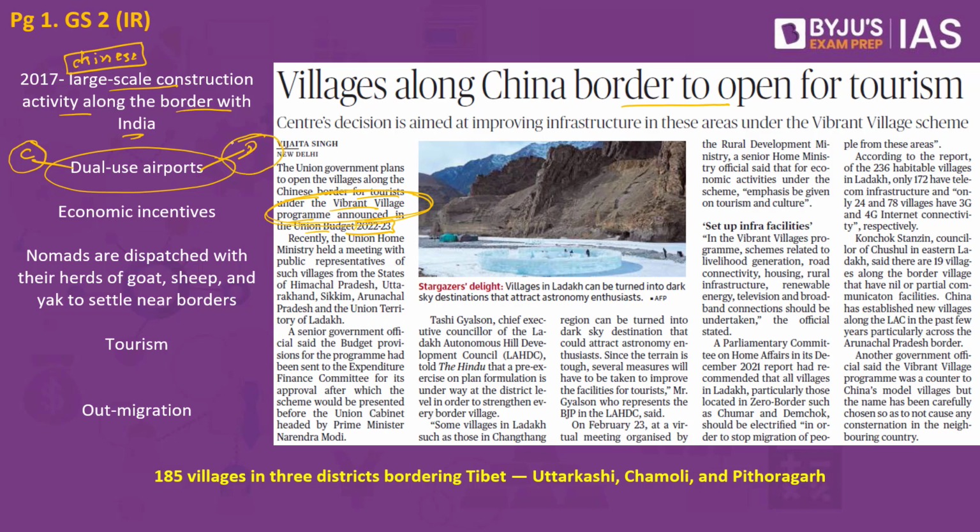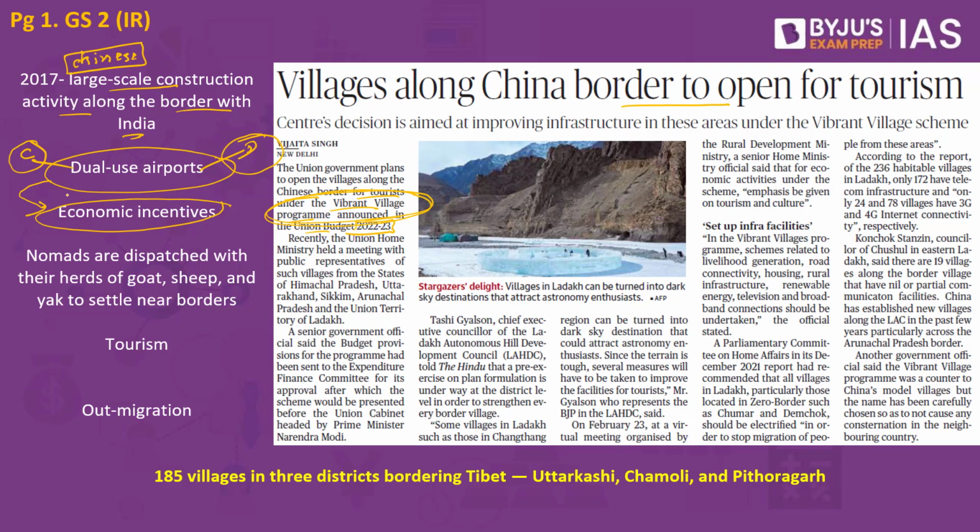So what is China doing? It is developing the villages along the India-China border, and at the same time it is developing the physical infrastructure, airports, railways, roads, and so on, so that it can be used not only by the civilians but also by the defense personnel. So what has China done? It has infused a large number of economic infrastructure projects, and it has also provided economic incentives so that people from other parts of China can easily relocate to the border areas of India and China.